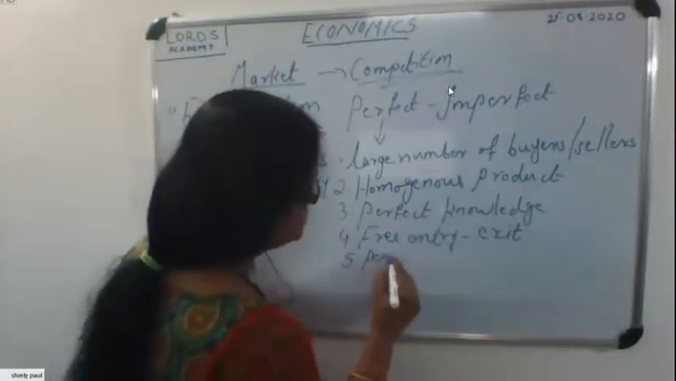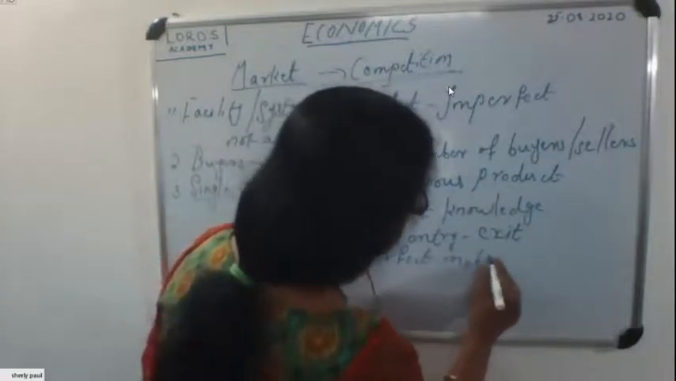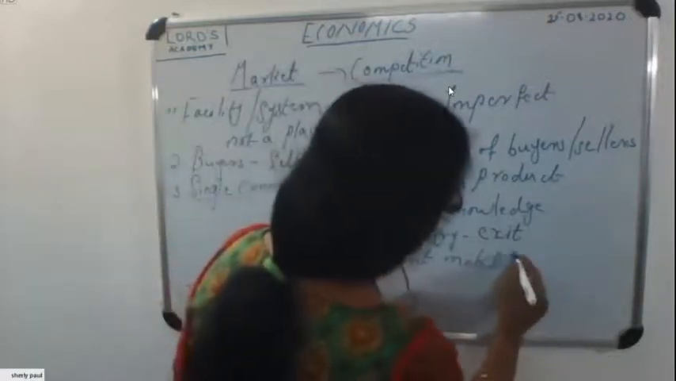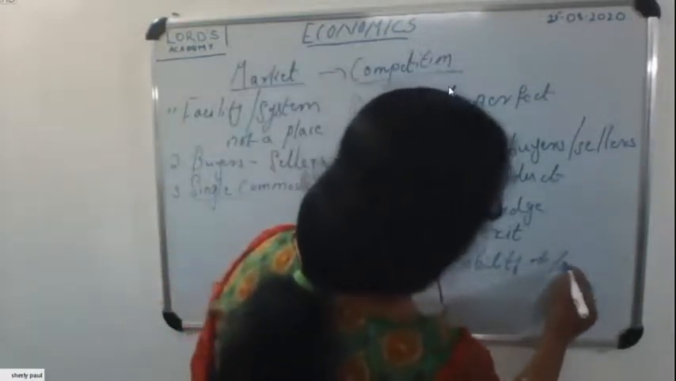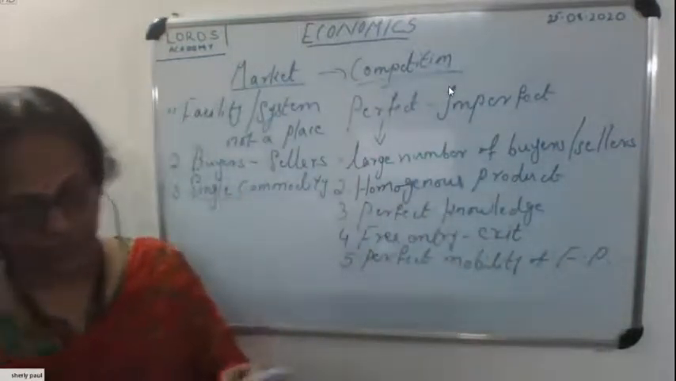Perfect mobility. Not immobility, not less mobile. Perfect, free, totally free. Perfect mobility of factors of production. Clear? Perfect mobility of factors of production is there.